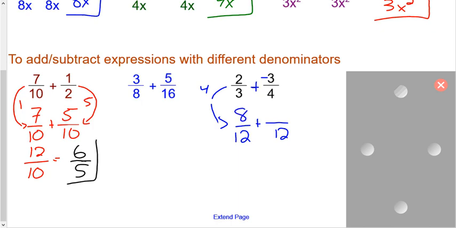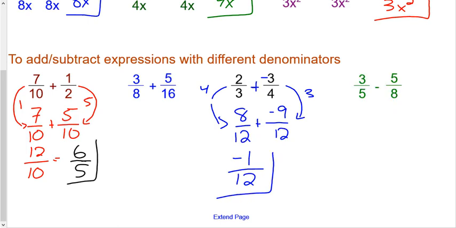So 2 times 4 is 8. Over here on this side, 4 times 3 will give us 12. Negative 3, remember we changed that sign, times the 3 gives us negative 9. So again, our denominator will be 12. Add our numerators, 8 plus negative 9 is negative 1 over 12. Doesn't reduce, so that's our final answer. Take a moment, pause the video, and try these remaining two problems.